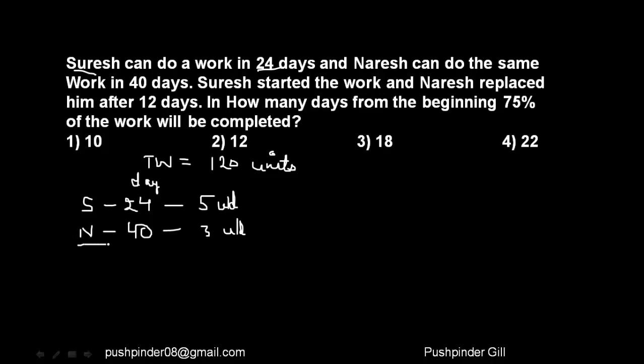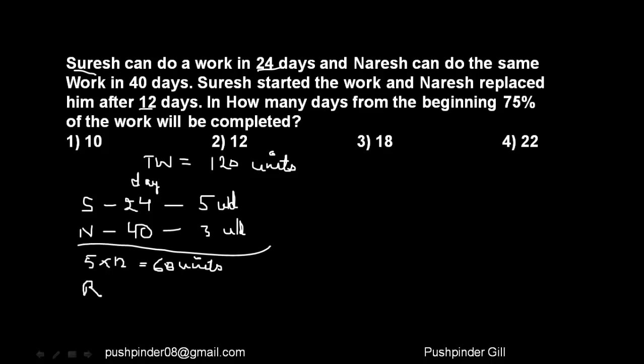Now let's see what the question is asking us. The question is saying Suresh started the work and Naresh replaced him after 12 days. So Suresh worked alone for 12 days. What is the rate of work done by Suresh? Suresh finishes 5 units every day. That means working for 12 days, he will finish 60 units. 60 units will be finished by Suresh alone.